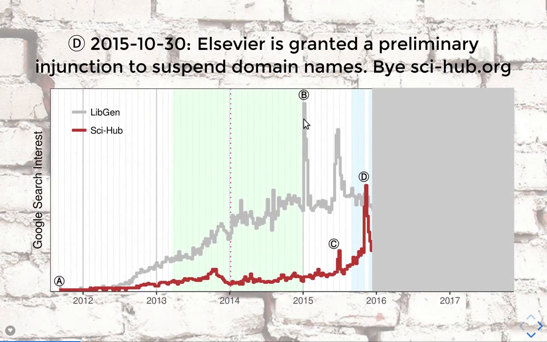So later on, Elsevier is granted a preliminary injunction to suspend the domain names. So scihub.org goes away. So that first domain is now censored and it's gone. And you will see here this major spike in searches as people hear about the suspension and also probably start Googling, you know, how do I use Sci-Hub? It doesn't work. And Sci-Hub is actually down, I believe, for 10 days after this, before it popped up at new domains.